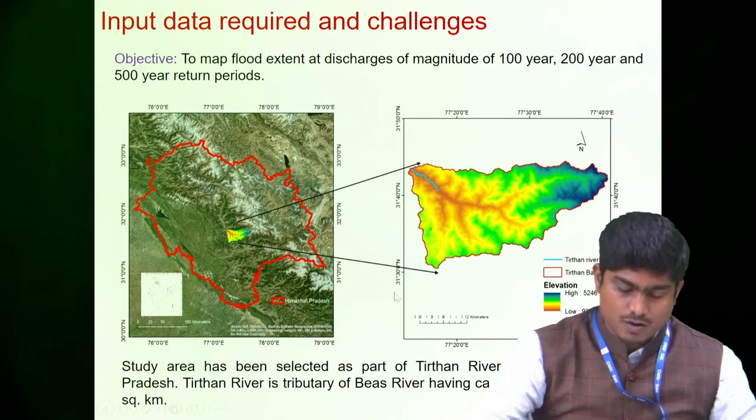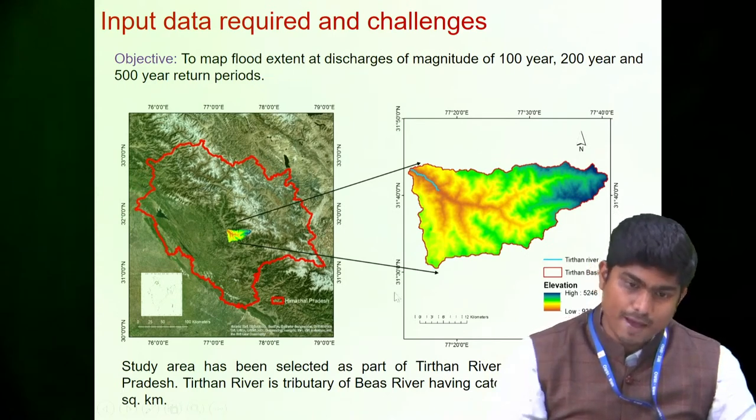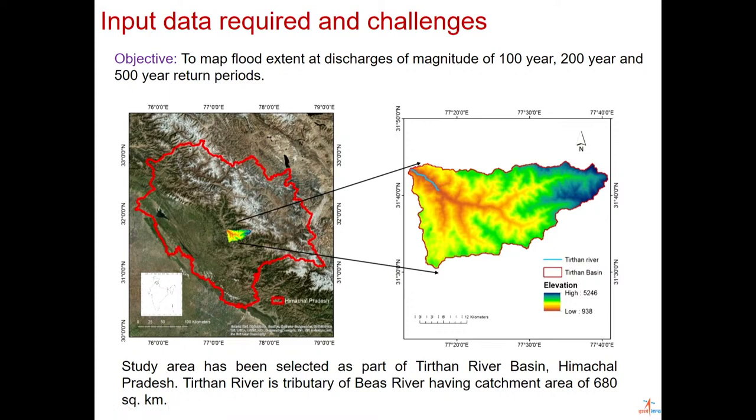Now, just to understand the different input parameters that we require to set up a hydrodynamic model, we'll try to understand using this particular case study that we have done for the Tirthan river basin. This is Himachal Pradesh, and in Himachal Pradesh you have the Beas river basin. This small watershed that you are seeing is the Tirthan river. Tirthan river is a tributary of the Beas river basin. It has a catchment area of 680 square kilometers.